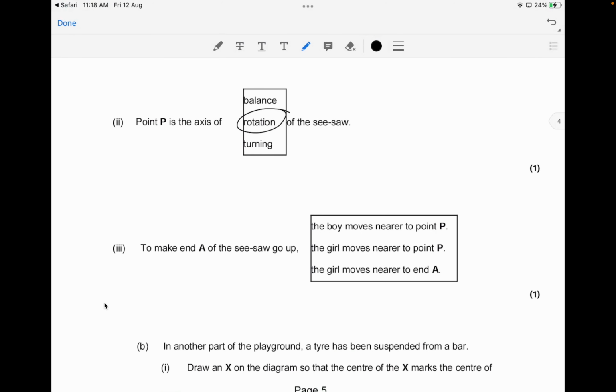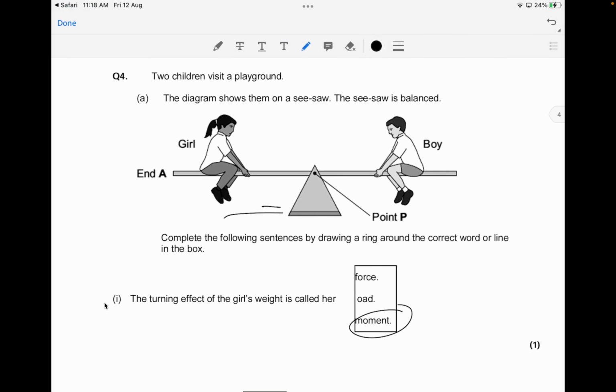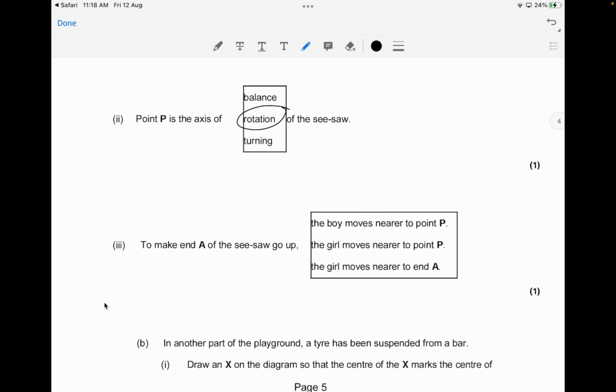To make end A of the seesaw go up, the girl has to move closer to point P in order to do that style of movement of the seesaw going up. So the girl has to move closer to point P in order to make the seesaw go up, right?